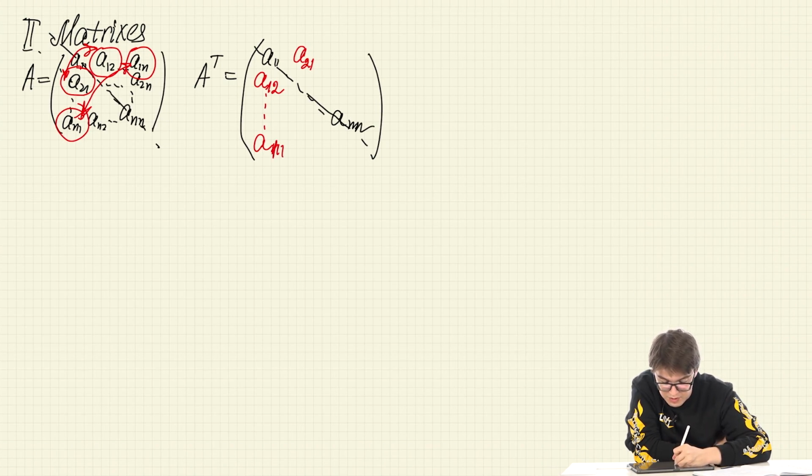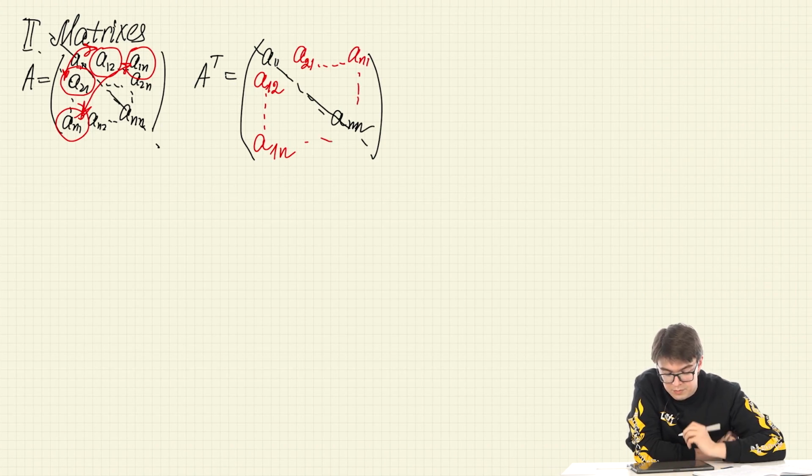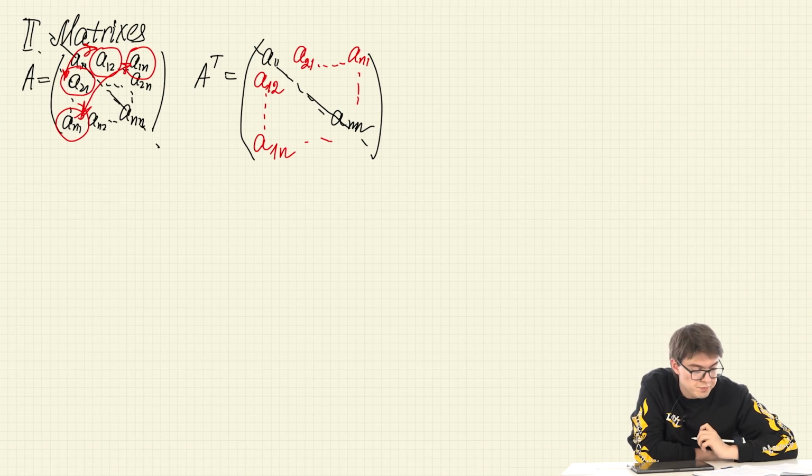Sorry, this is 1n, and what was a column becomes a string. So this is the transposed matrix.